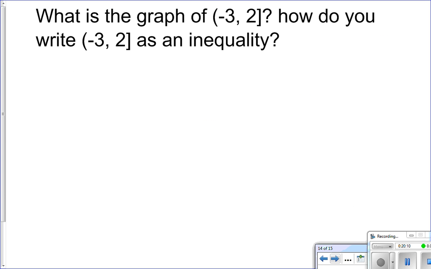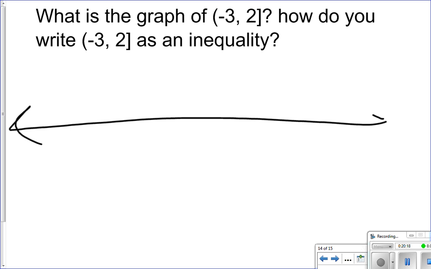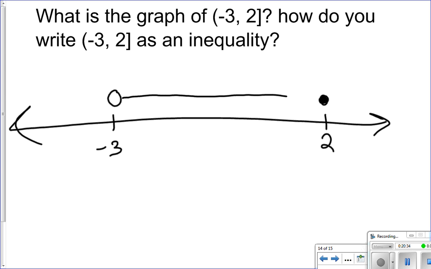What is the graph of negative 3 to 2? How do you write it as an inequality? So if I was to graph this, here's my number line. All right, negative 3, all right, positive 2. Since it's a parenthesis, I know it's going to be an open circle over here, and since this one's a bracket, it's going to be a filled in circle right here, and it's everything between negative 3 to 2. So it's going to be everything in between there, and I write this as x is greater than negative 3, but it's less than or equal to 2.